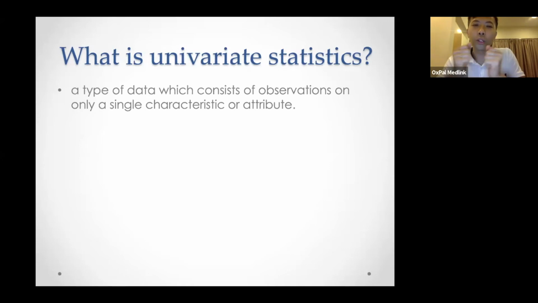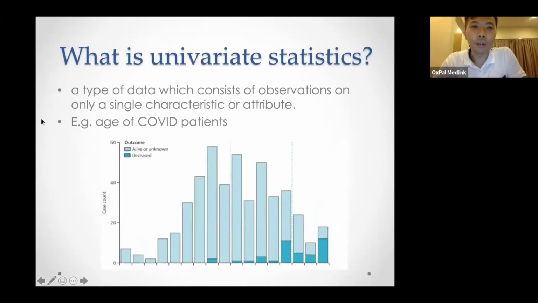So human height is one variable. One variable, human height, is a single characteristic. So we are primarily concerned with just one parameter. For example, the age of COVID patients is one example of univariate statistics. And this is data that's taken from a paper.